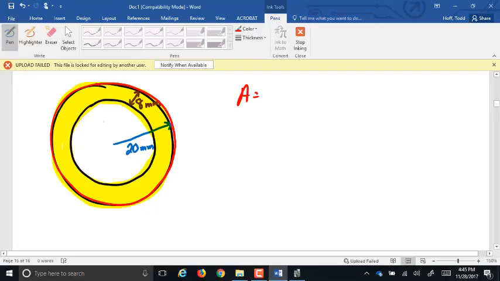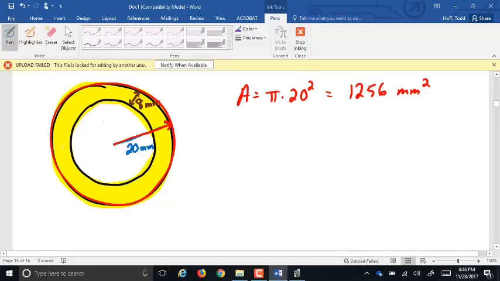which that area is going to be pi times what? Careful. Just 20 squared, right? So pi times 20 squared is going to give us 1,256. Is that correct? That's millimeters, so that's going to be millimeters squared.